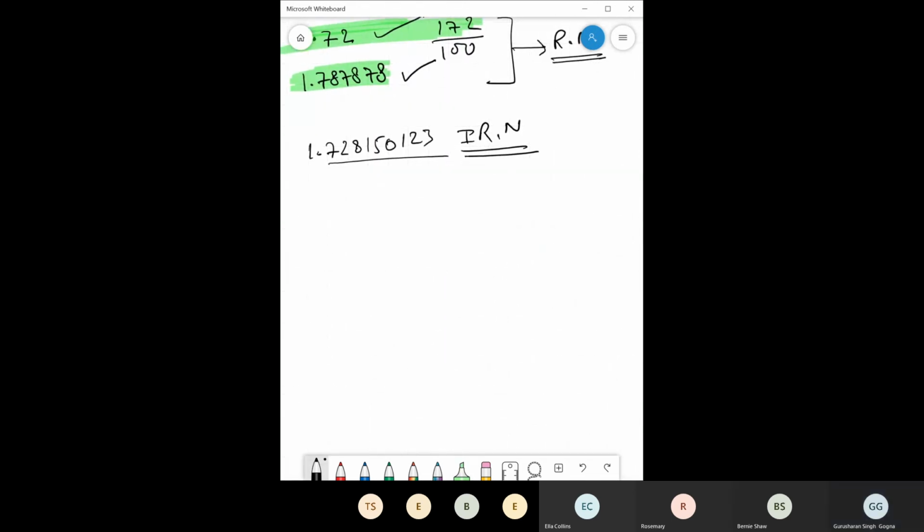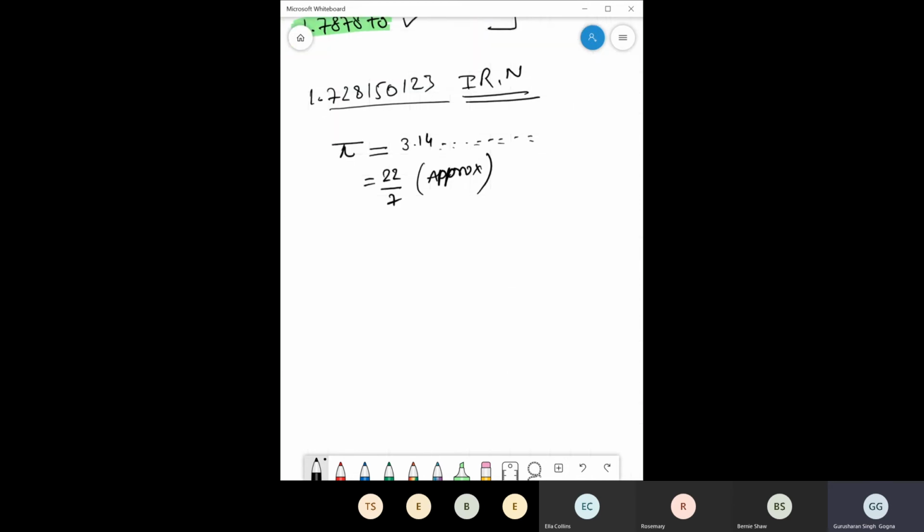One of the best examples of an irrational number is pi. Pi is 3.14 something. Although we write this as 22/7, that is just an approximate value. So you cannot call this a rational number. After 3.14, the digits are not repeating. These numbers come randomly, so you cannot express it as a fraction. So pi is an example of an irrational number.